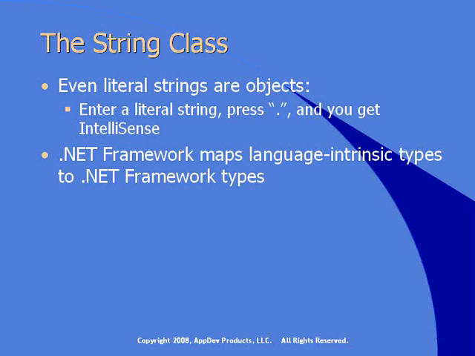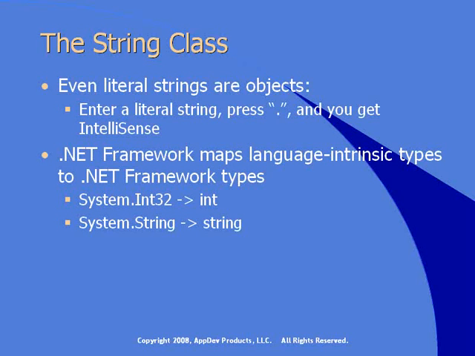The .NET Framework maps language intrinsic types to .NET Framework types. For example, the .NET Framework System.Int32 type is the same thing as the C# int type. So if you're in C#, you declare a variable as type int, it's the same as declaring it as a System.Int32. The same for a string. The System.String type in the .NET Framework maps to the string type in C#. So whether you create a string with a lowercase s or a System.String with an uppercase S, you end up with the exact same data type in your code.